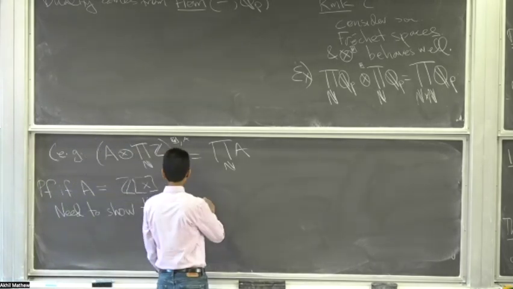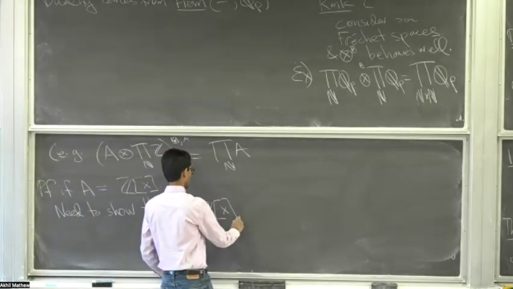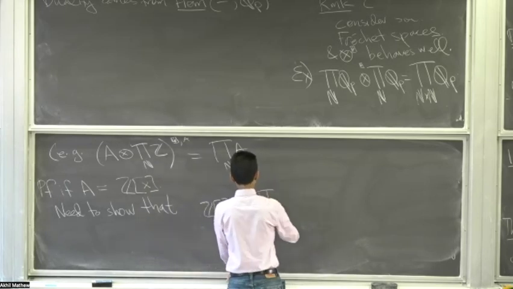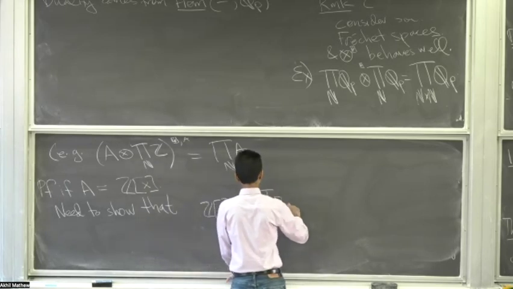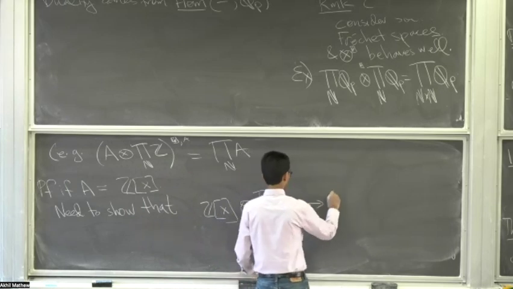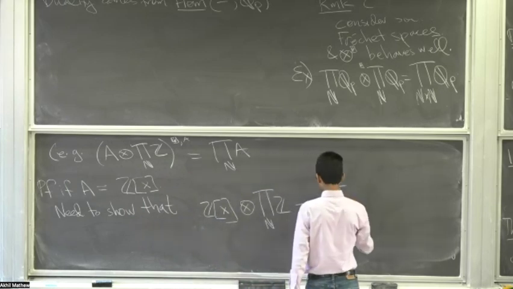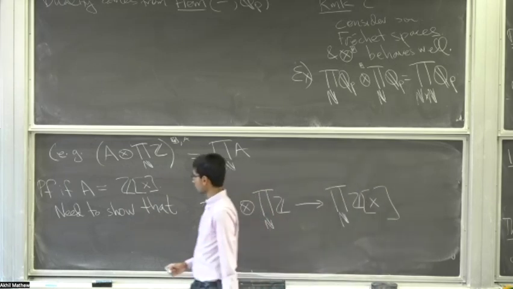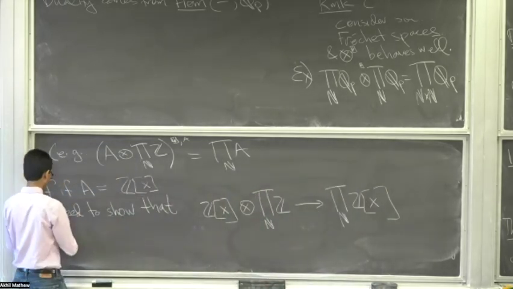So we need to show that the map from C brackets X tensor the countable product of copies of C, mapping to the countable product of C brackets X, induces an equivalence on A solidification.